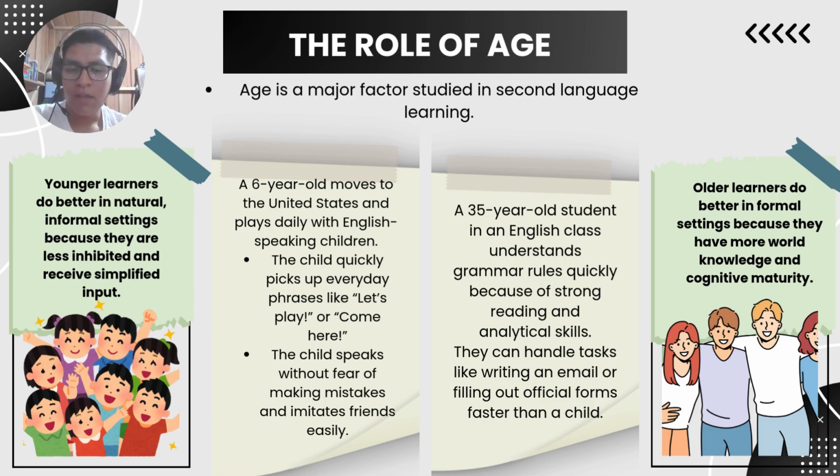On the other hand, we have the older learners. They often do better in formal learning situations because they already have more knowledge, experience, and strong thinking skills. For example, we have a 35-year-old man in an English class, and he is good at learning grammar rules so quickly because he can read and analyze better the information from texts, blogs, etc. That's why we can conclude that adults can complete tasks like writing emails or filling out forms faster than children.